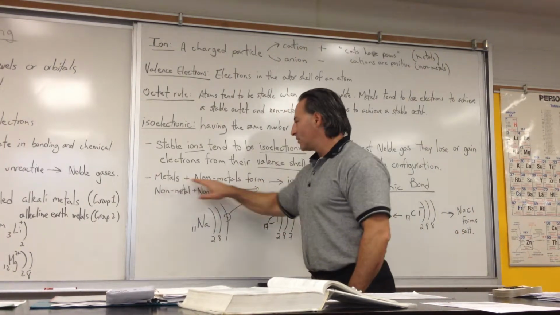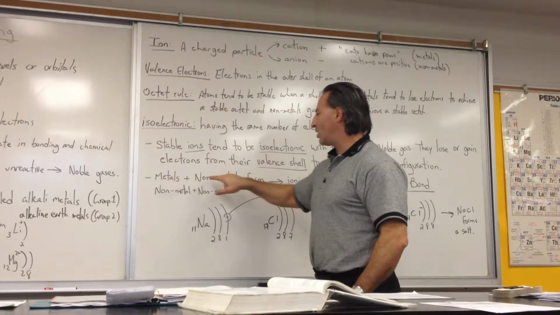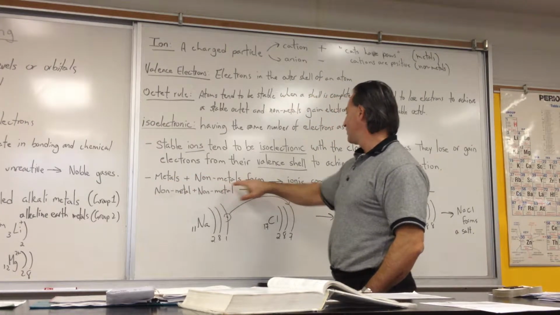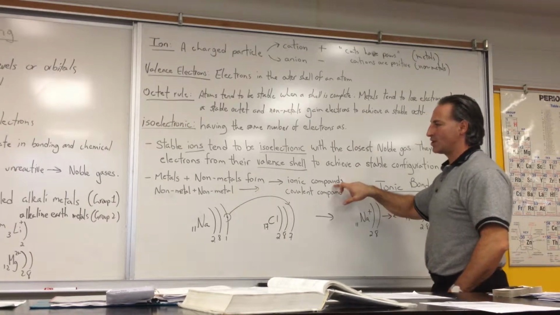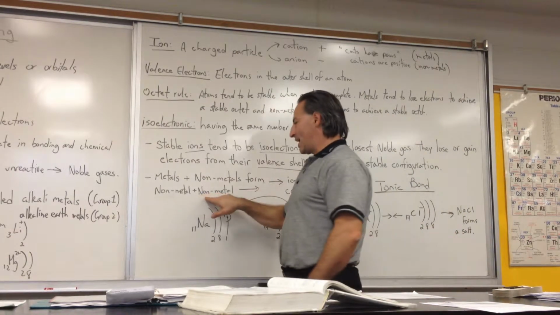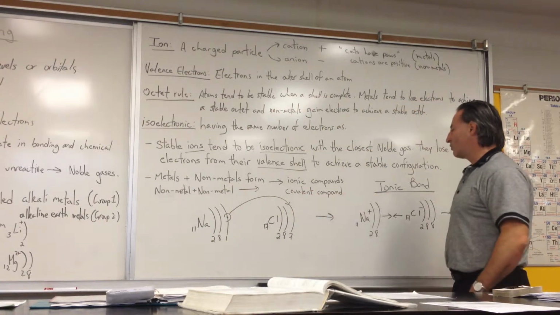Whenever you have a metal joining to a non-metal, the metal will lose electrons whereas the non-metal will gain them, and then the resulting ions will be attracted to each other by electrostatic attraction. When two non-metals react, what you'll get is a sharing of electrons to form a covalent compound.